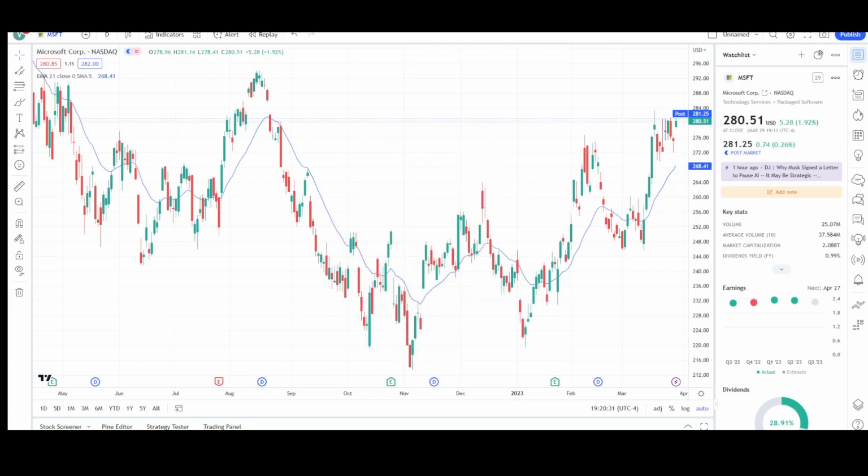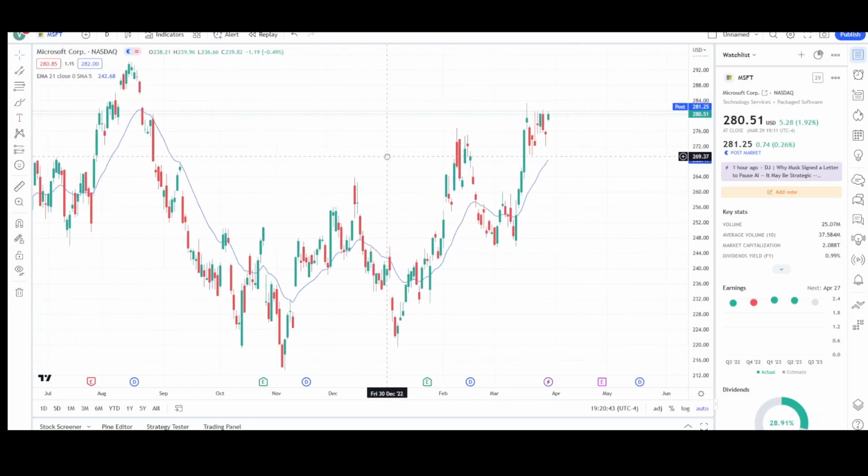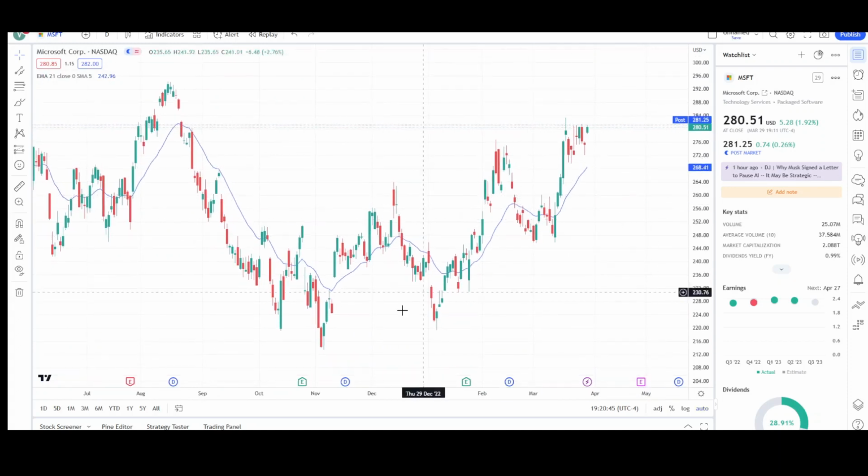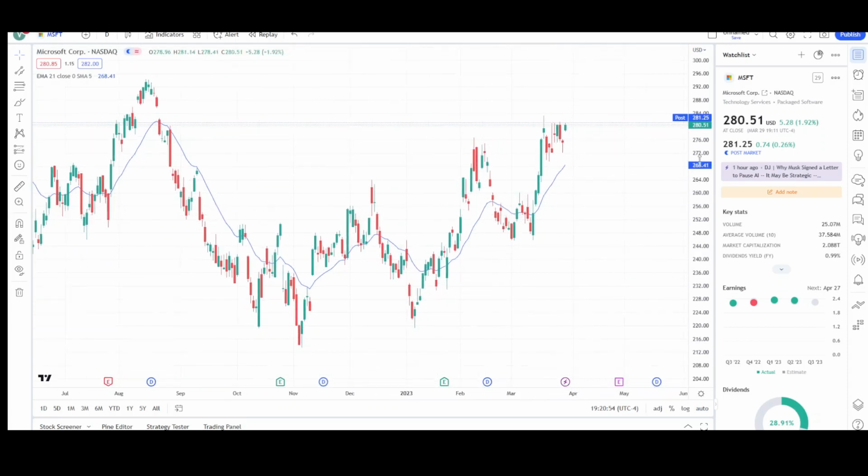I will first go over what I see on the daily chart and finish the video off with the weekly chart. So it looks like Microsoft is looking pretty bullish right now. You can see it made this temporary bottom back here in November of last year, and ever since then we have been seeing higher highs and higher lows.